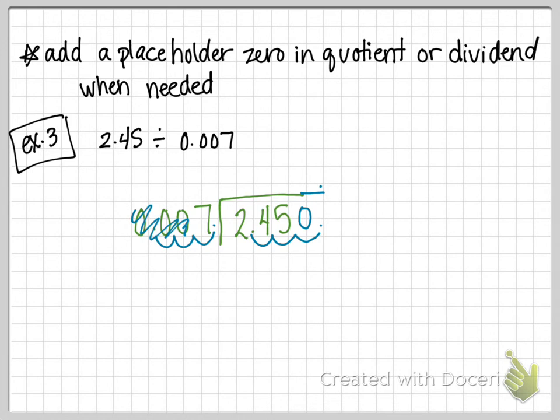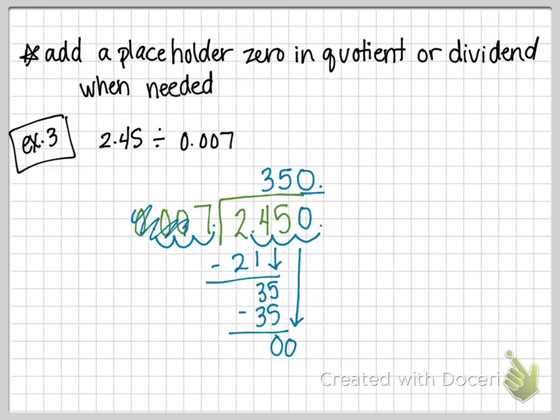7 goes into 24 3 times. 3 times 7 is 21. Subtract. Bring down. 7 goes into 35. 5 times. 5 times 7 is 35. Am I done? No. Not yet. I still have one more thing to bring down. 7 goes into 0 how many times? 0. So my answer is what? 350. And I don't need to put the decimal at the end.